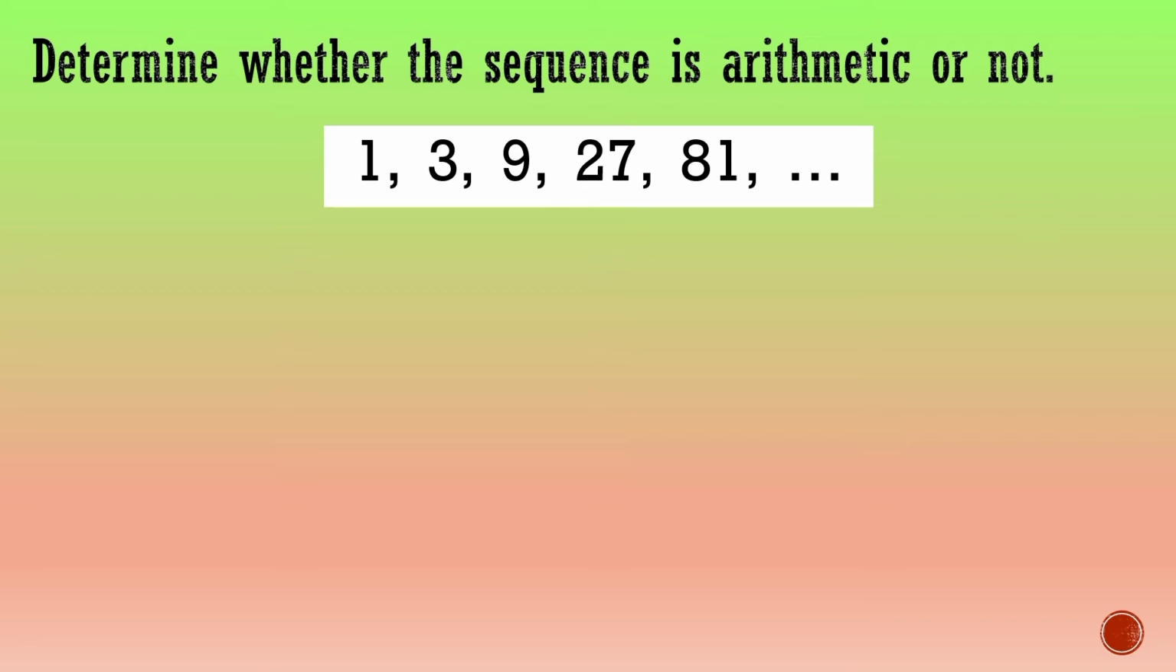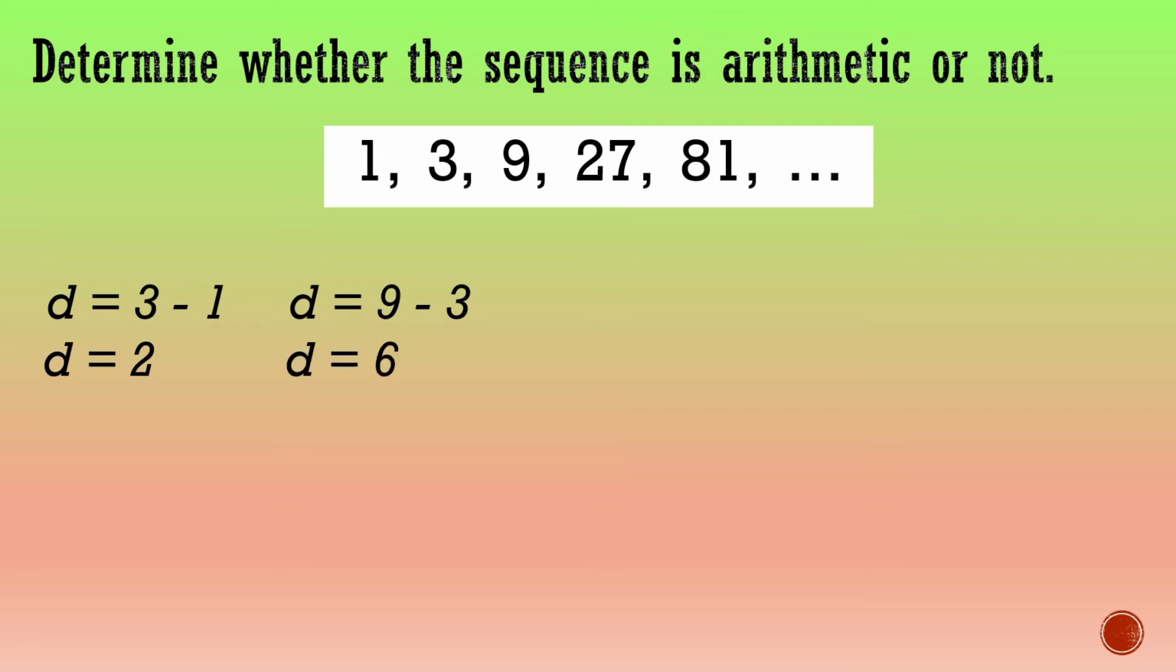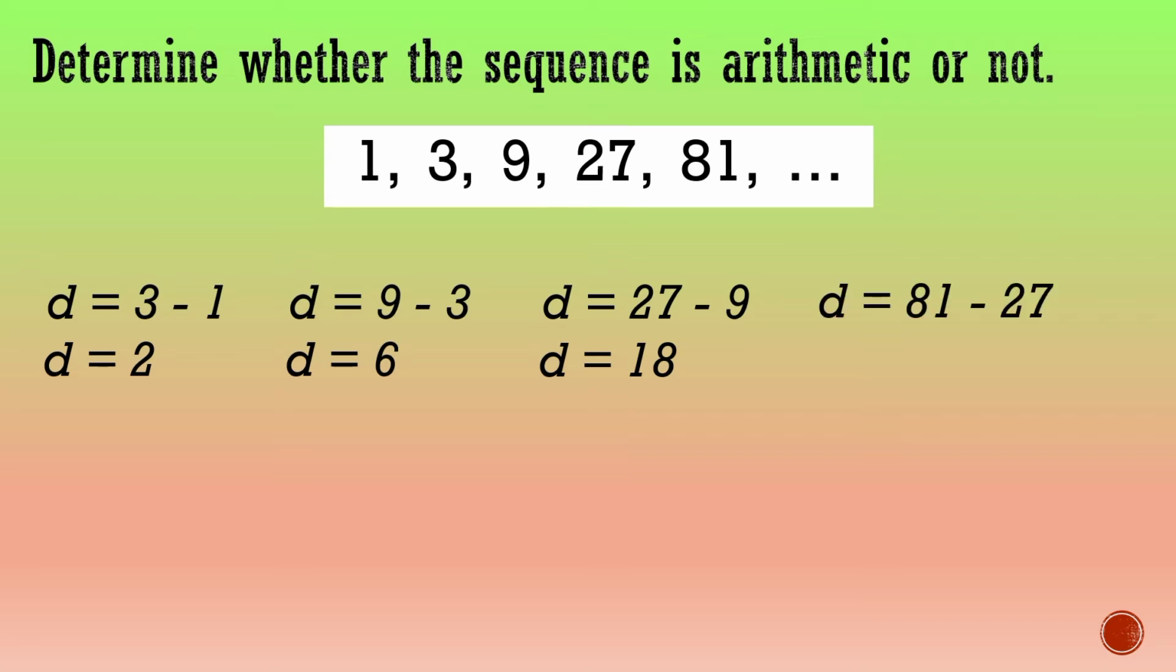So, isa-subtract natin si second term kay first term. So, D, or the common difference, is 3 minus 1, which is 2. 9 minus 3 is 6. 27 minus 9 is 18. And 81 minus 27 is 54.